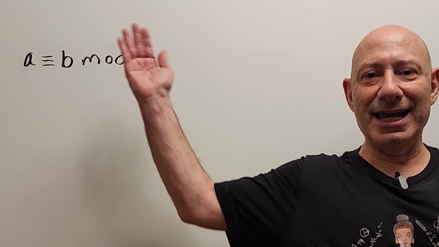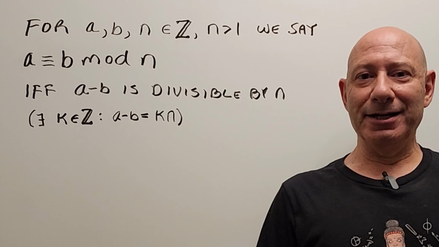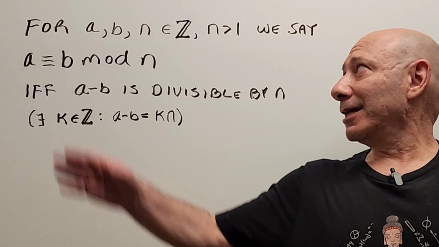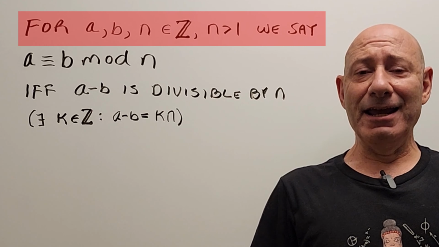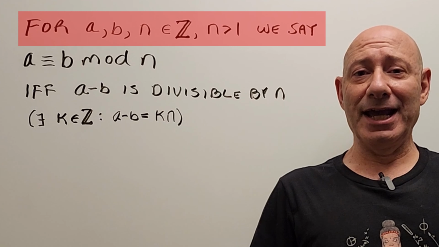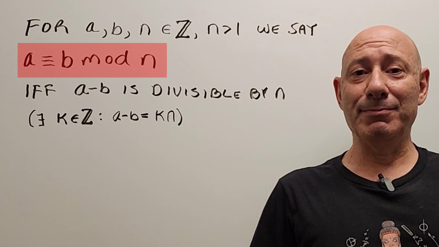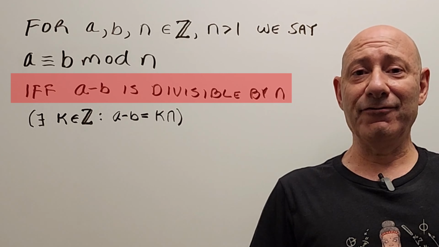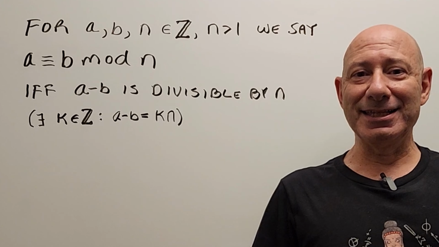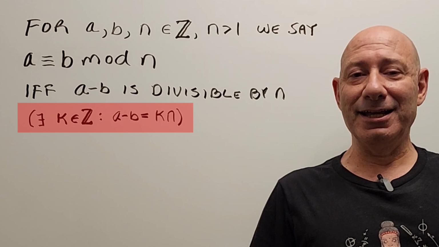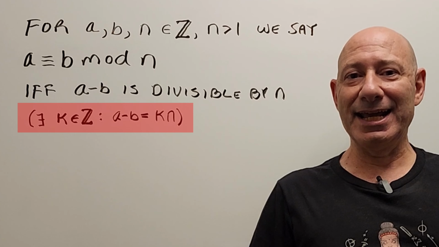What does it mean to say A congruent to B mod n? Well, if A, B, and n are all integers, that's what our capital Z means. That's our symbol for integers. If A, B, and n are all integers with n greater than 1, then we say that A is congruent to B mod n if and only if A minus B is divisible by n. And just to be clear, another way we could say that is that there exists an integer k such that A minus B is equal to kn.